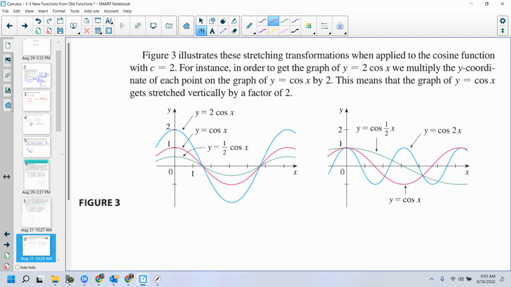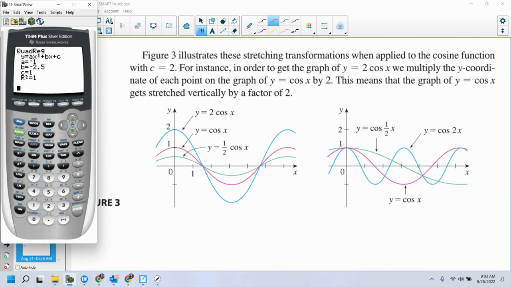When I was really bored in high school, I would go... No, none of you are going to do this in my class. I would go sine x, 2 sine x, 4 sine x, 6 sine x, and 8 sine x.